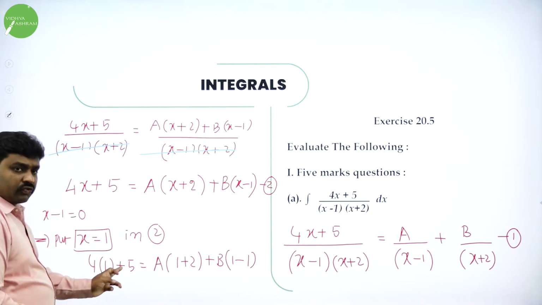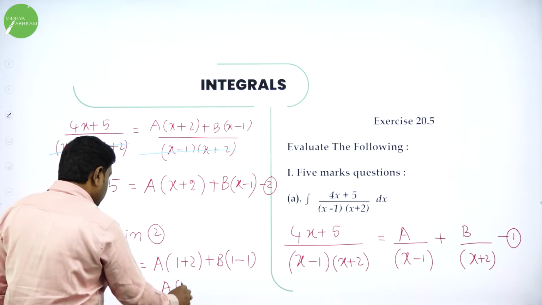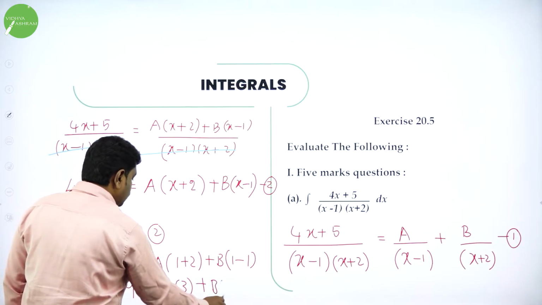So now 4 ones are 4. 4 plus 5, 4 plus 5 is 9. 1 plus 2 is 3. a into 3. And this whole thing becomes b into 0, which is 0.